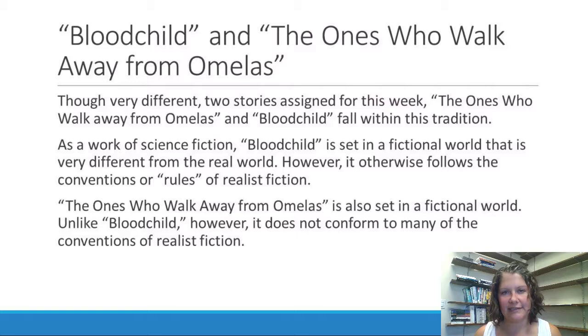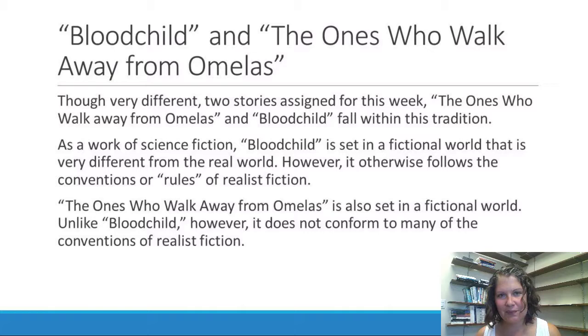The other story that we're reading for this week, The Ones Who Walk Away from Omelas, is also set in a fictional world. Unlike Bloodchild, however, it doesn't follow many of the rules of realist fiction. So it doesn't necessarily have a typical plot with an exposition and then rising action and a climax and falling action and then a denouement. It doesn't have one central character that we follow. It doesn't even really have a typical narrator in the way that we expect a narrator to work. So it not only is fabulous in its setting, but it also breaks a lot of the other rules that we associate with realist fiction.